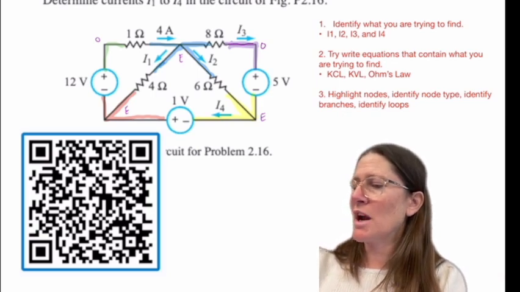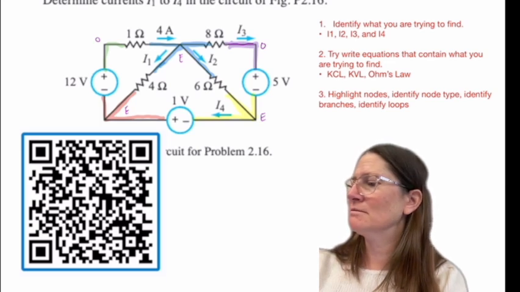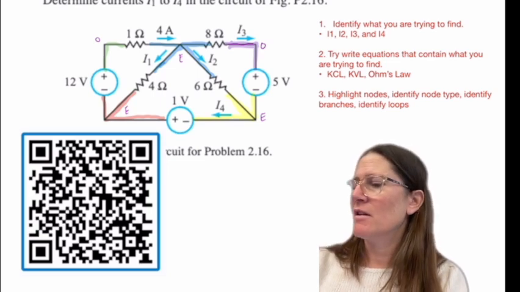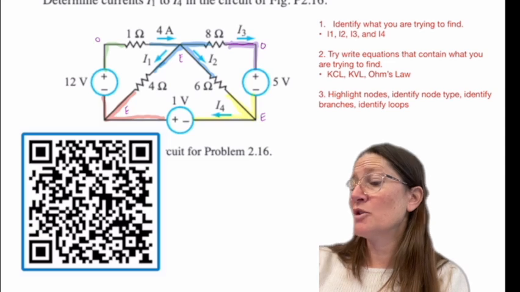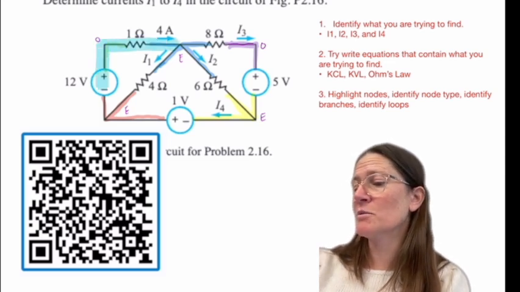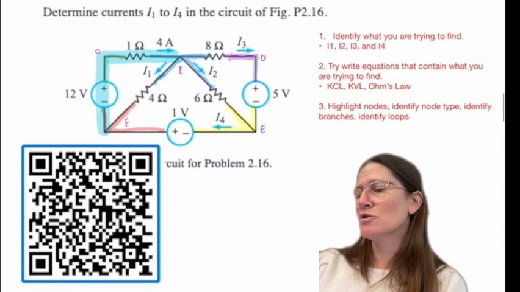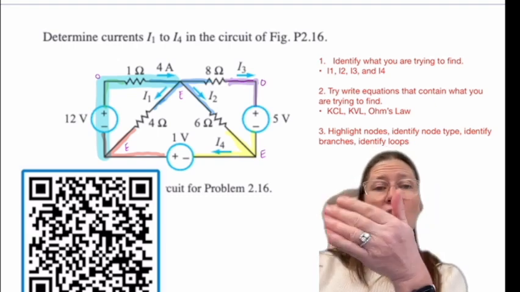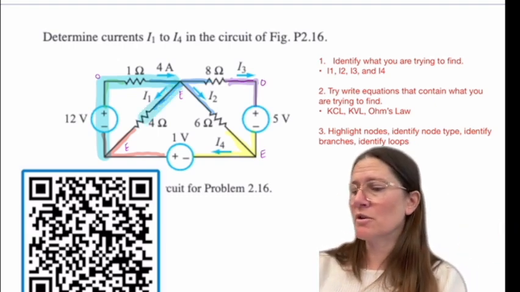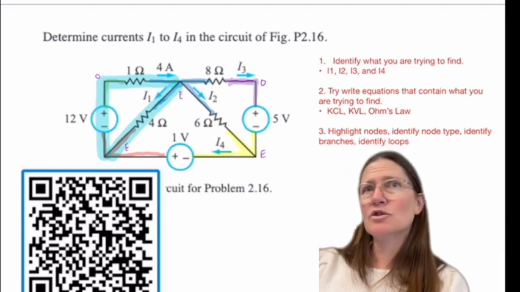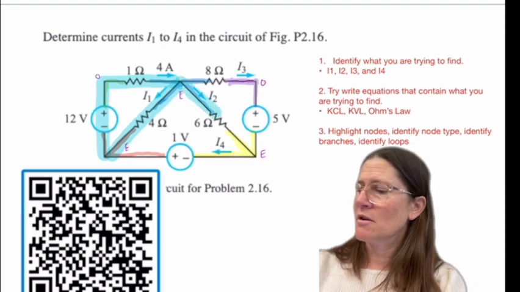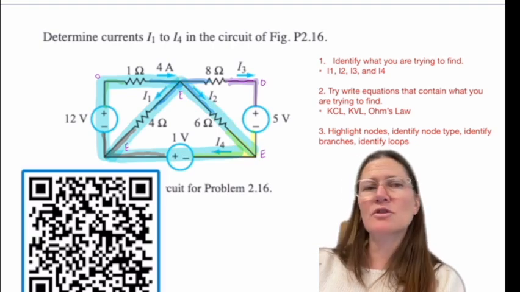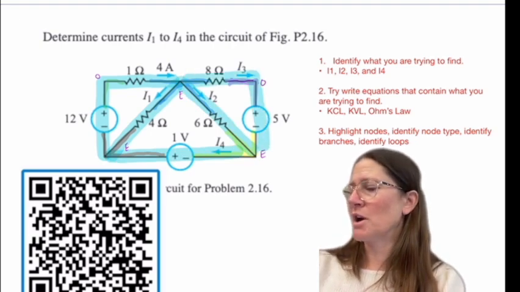So a branch here would be, find something that's between two extraordinary nodes. So starting just from the left, that means that's a branch because it goes from the top extraordinary node to the bottom extraordinary node. This would be a branch. This would be a branch. This would be a branch. And this would be a branch.